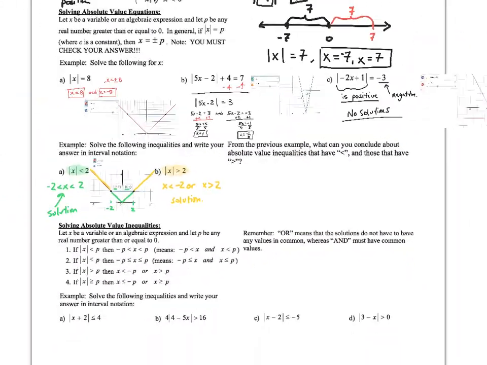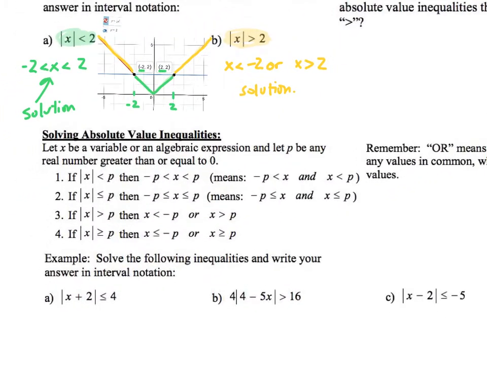Okay, so we already kind of did that part. All right, so let's go down to solving these absolute value inequalities. This part here means the same thing that we just did here. If the absolute value is less than p, then we write it like this. If the absolute value is greater than p, we write it like this. And then if we have is equal to, then we put those in as needed.